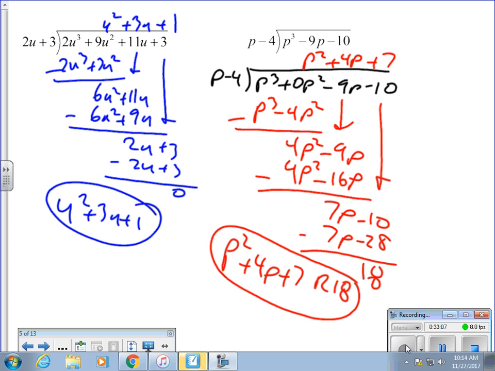Okay, so on the first one, you have no remainder. Goes in evenly. So you get u squared plus 3u plus 1. The last one, remember you have to add a 0p squared into the problem. So you have p to every power. And you end up with p squared plus 4p plus 7 with the remainder of 18. Questions? Okay, we will finish this tomorrow.